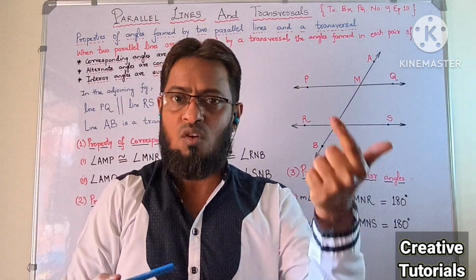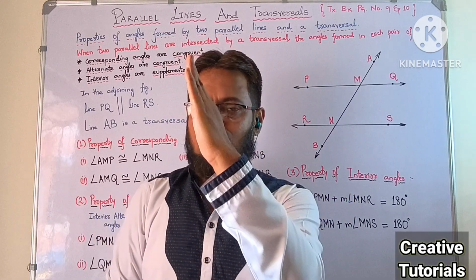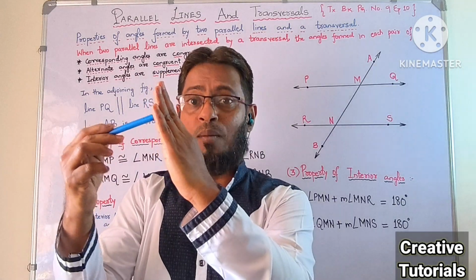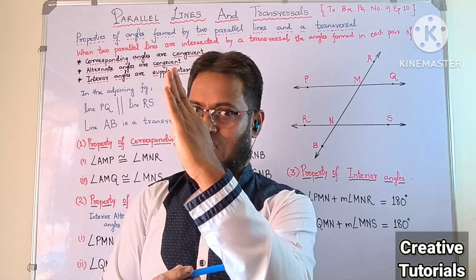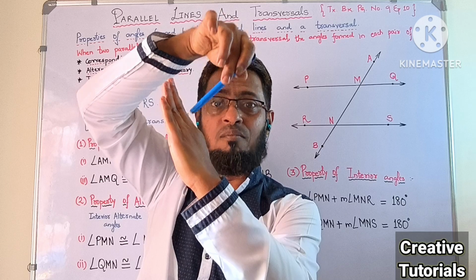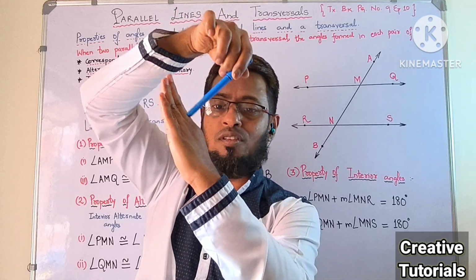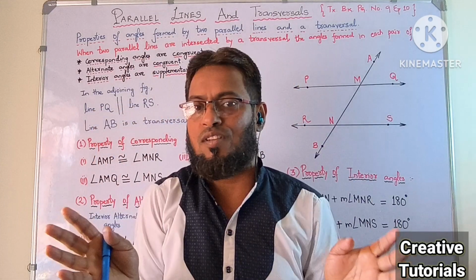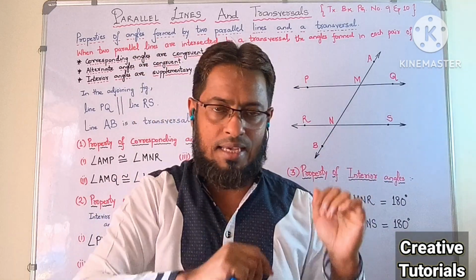But when we take care of our interior angles, if this is the transversal and I take this angle into consideration, the pair with this angle will be on the same side of my transversal. I hope it's very clear. If I take this angle into consideration, its pair with this angle will be on the same side of my transversal. This is the only difference between interior angles and interior alternate angles.